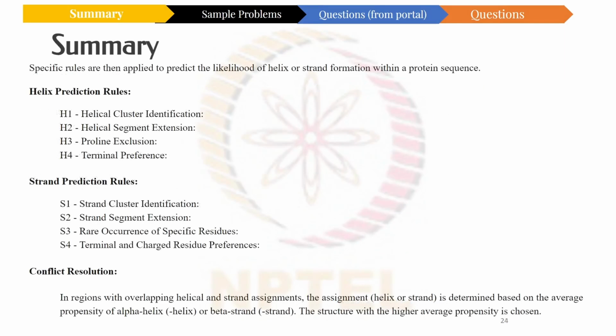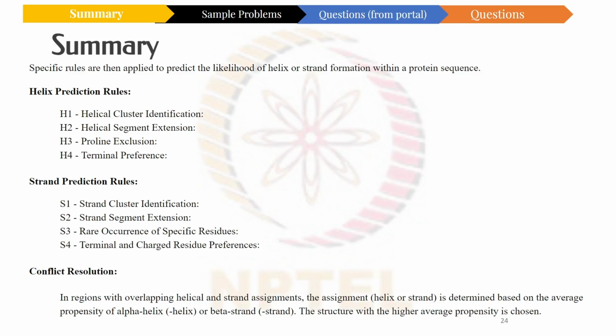Moving forward, how are the prediction rules, the specific rules, applied once propensities have been calculated, to predict the likelihood of helix or strand formation within the protein sequences? The first is the helix prediction rules. It has 4 steps. First is helical cluster identification. So here we try to identify clusters of 4 helical residues, that is either denoted as H or capital H or small h, out of 6 residues along the peptide chain.